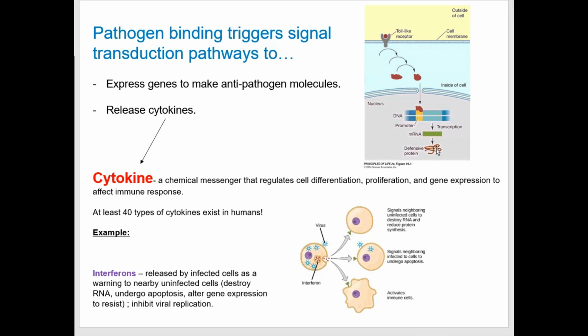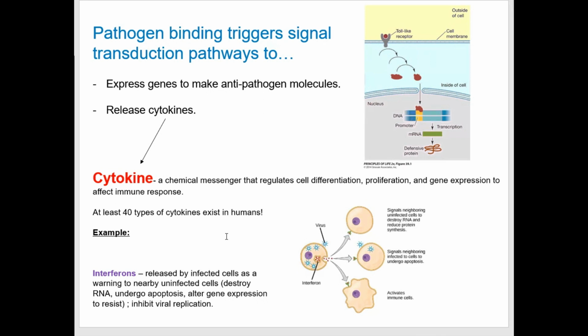So you can see how a tiny piece of pathogenic fragment is initiating the signal transduction pathways, essentially changing the gene expression. Another thing that can happen is the release of cytokines. A cytokine is a chemical messenger, and we have over 40 different types of cytokines. To give you one example, it is interferon.